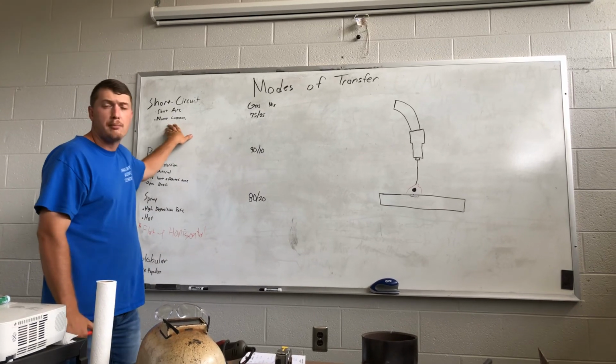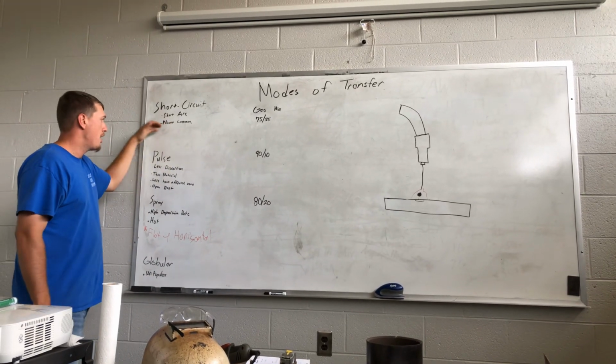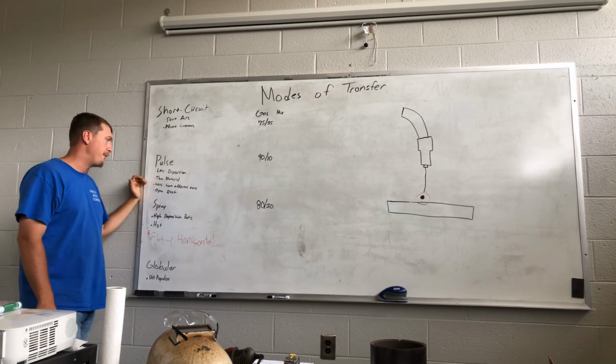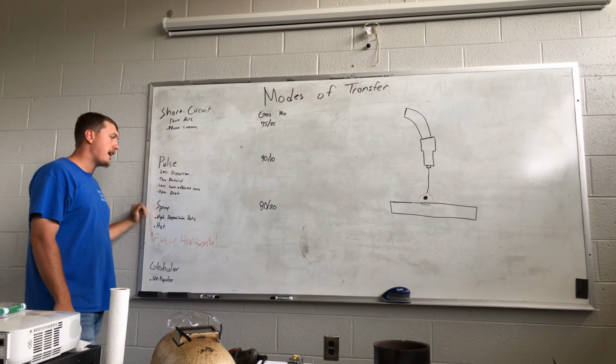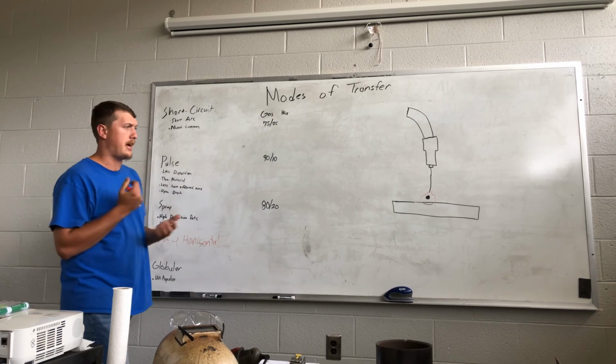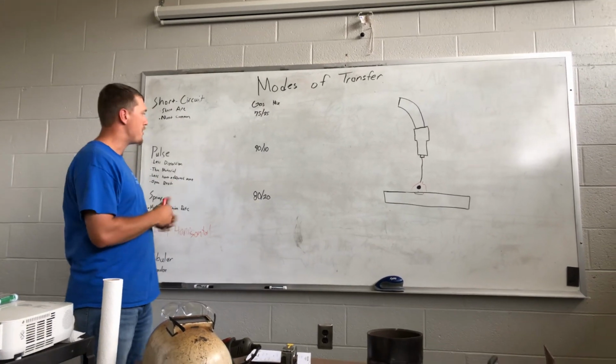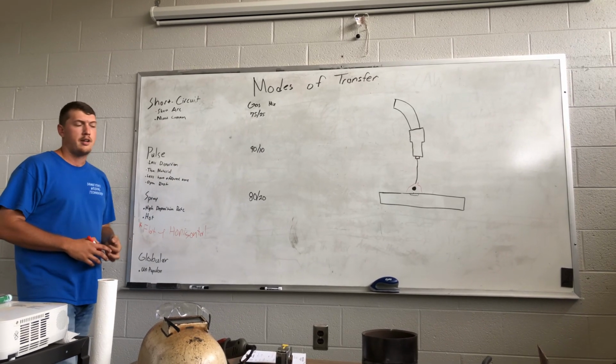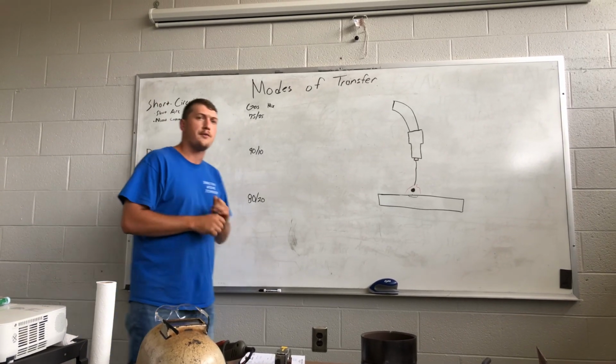So, short circuit is our main one. We teach it here at Drake, that's the main one we teach. We will go over pulse and how to set up a machine for pulsing. And spray, everybody will spray at some point here at Drake so you can see the difference. But basically, if you can short circuit, you can do all this other stuff. And that's pretty much it for modes of transfer in MIG welding.